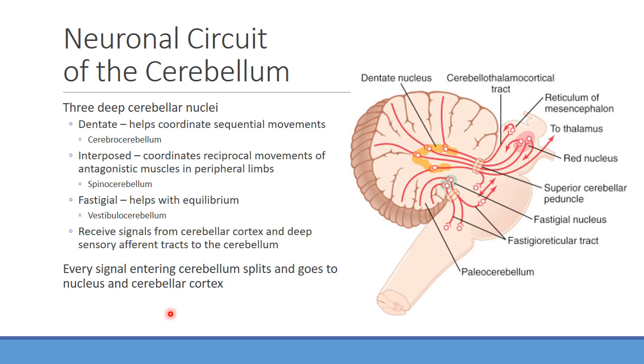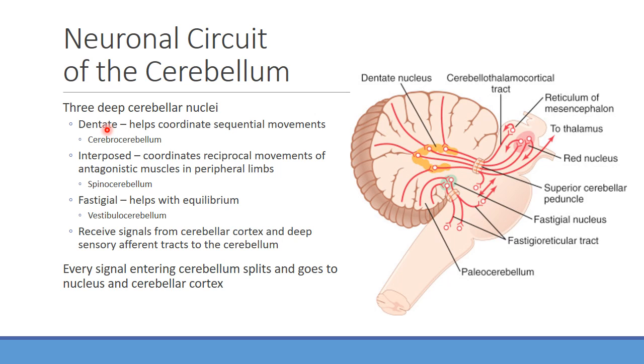Okay, so then we're going to look at the output from the cerebellum. Once we incorporate all that information, then we can output it and see what happens there. Basically, we have these 3 deep cerebellar nuclei. We're going to have the dentate, the interposed, and the vestigial nuclei. Basically, they can help with 3 different functions based on where they're situated within the cerebellum.